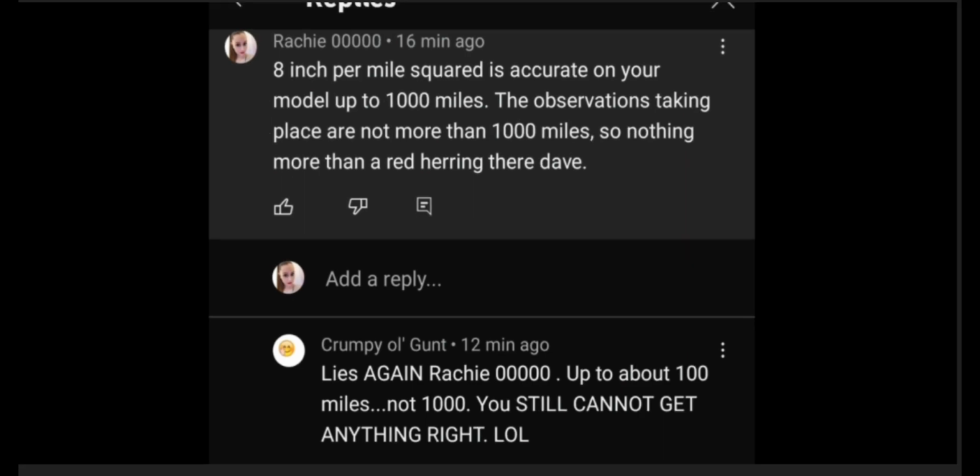Crumpy old gun. Yeah, I can think of something that sounds like that describes him, but yeah.